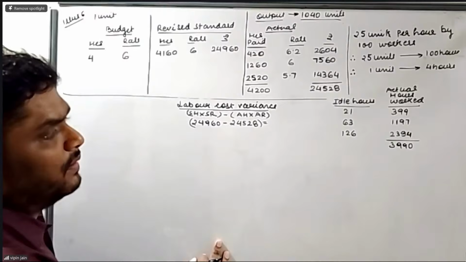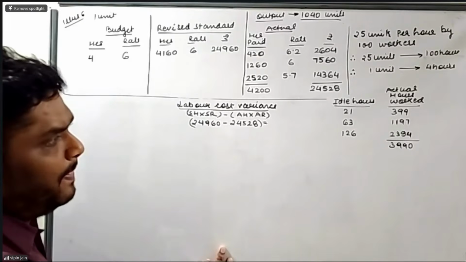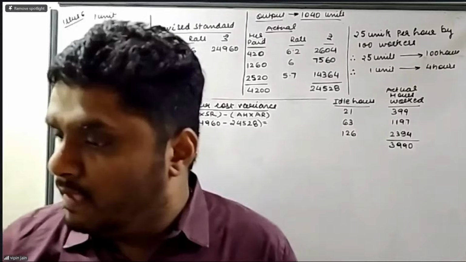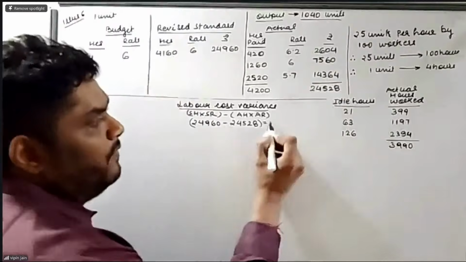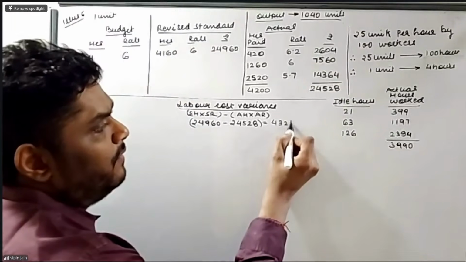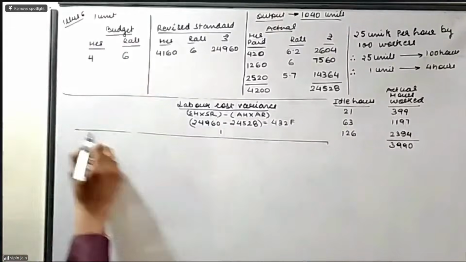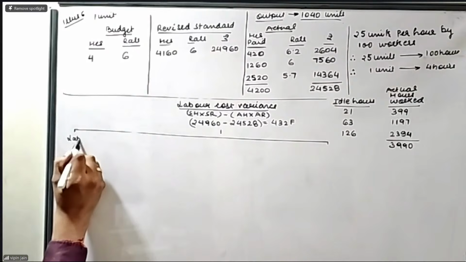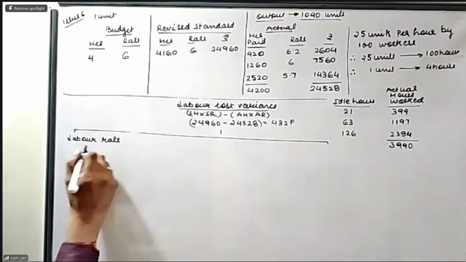24960 minus 24528. What will be the amount, Mehak? 432 favorable, sir. Very good. Okay, now two parts. So here it will be what? Labor efficiency variance, sir, and labor rate variance. First, rate variance.